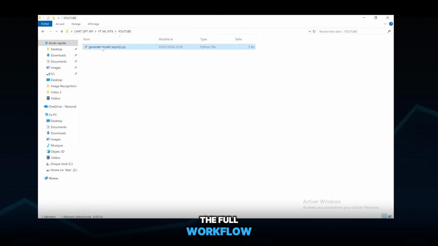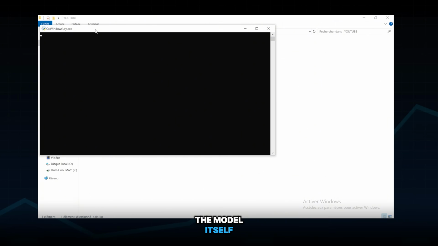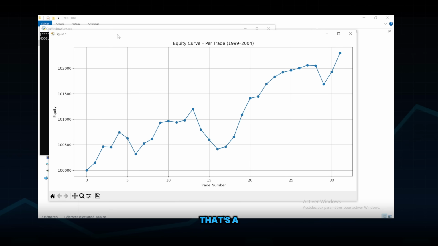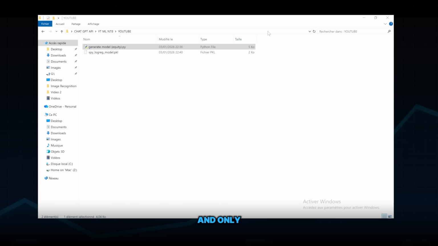Now that you've seen the full workflow, let's zoom in on the model itself. This chart shows its behavior during training, from 1999 to 2004. What matters here is consistency, not performance. Small fluctuations, controlled pullbacks, and a persistent upward bias. That's a statistical edge. Once training is complete, the model is frozen and only applied to unseen market data.